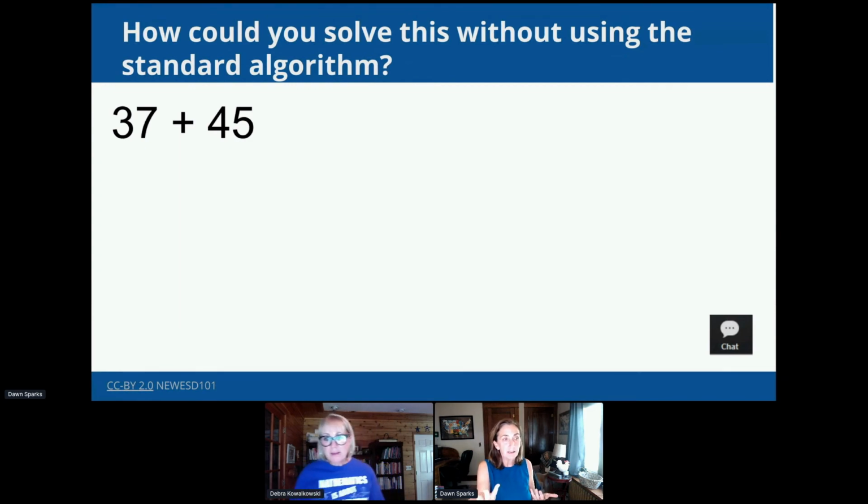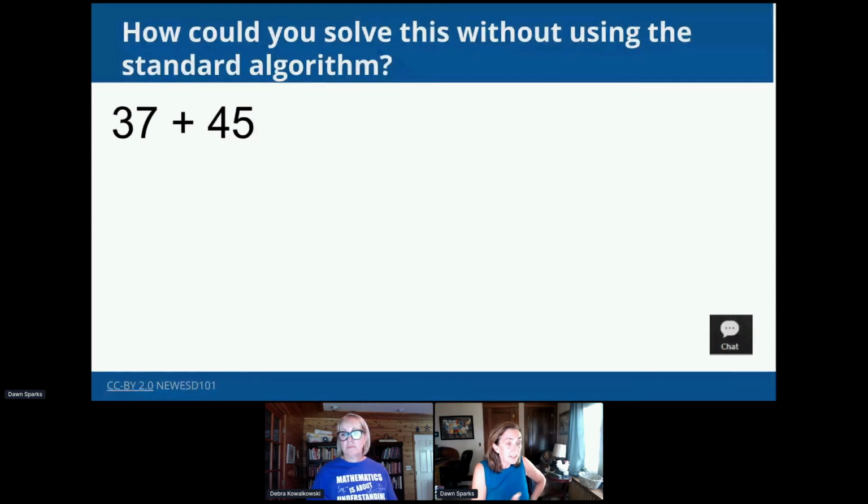Now, I want you to think about this for a minute. We're not going to spend a ton of time on here, but if you had no paper, you had no pencil, you only had strategies, what are some ways that we could actually solve this problem without using a standard algorithm? Go ahead and put that in the chat as well, because there's a lot of good ideas that we can use here.